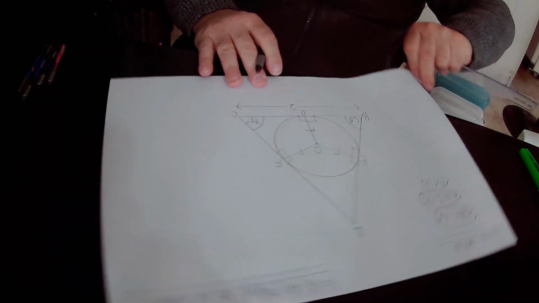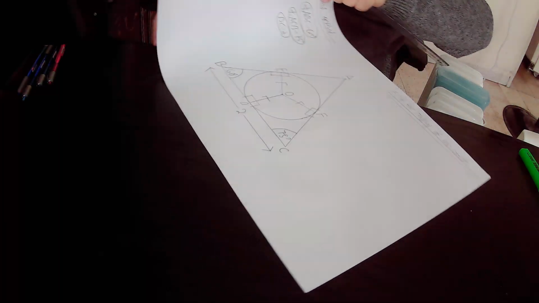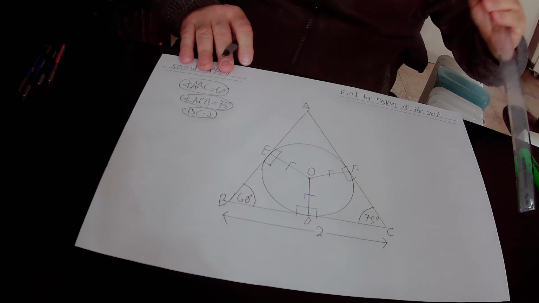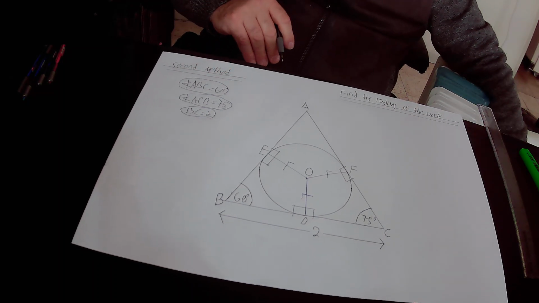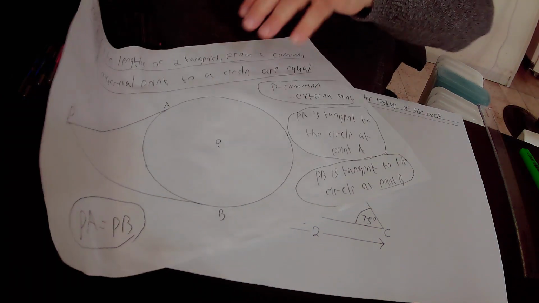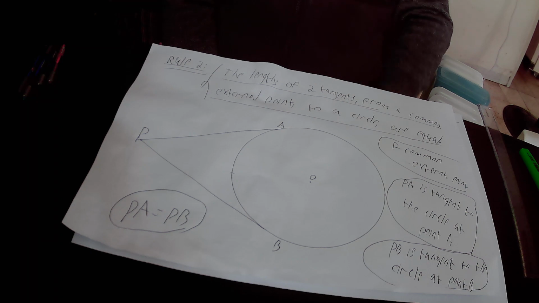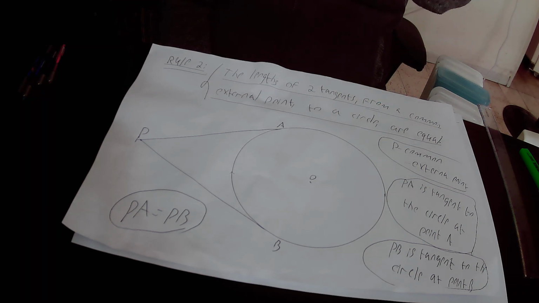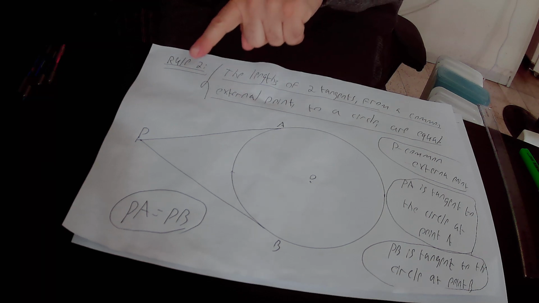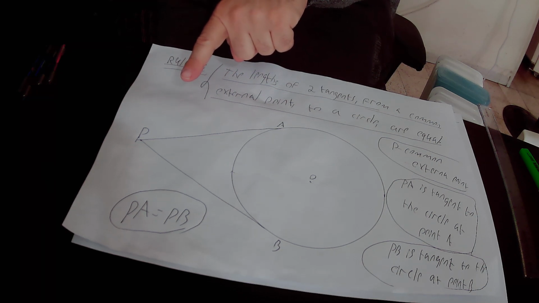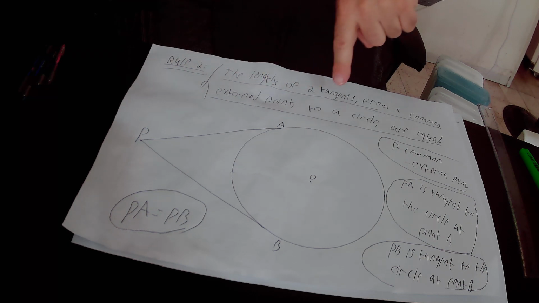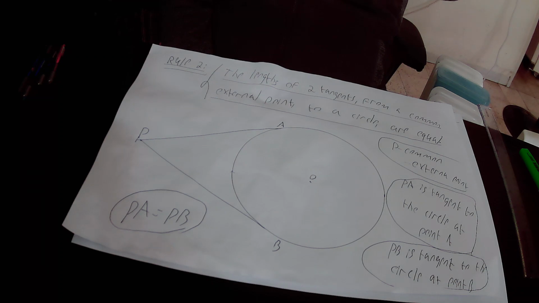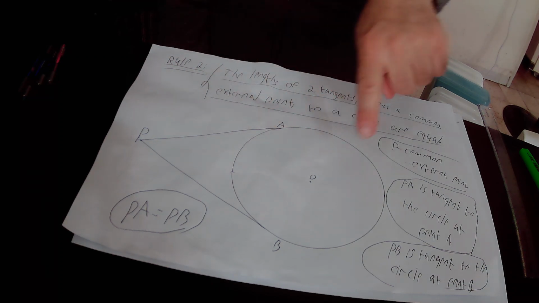We can implement here also rule number 2. According to rule number 2, the lengths of two tangents from a common external point to a circle are equal. We have a circle in the drawing, and the common external point, point P. From point P, we have two tangents to this circle, tangent PA and tangent PB. And according to rule number 2, they are equal to each other. That is to say, PA equals PB.